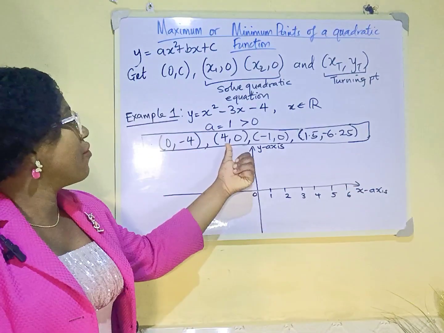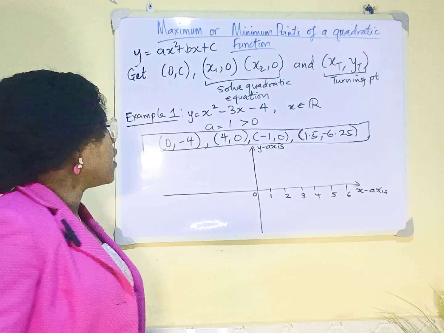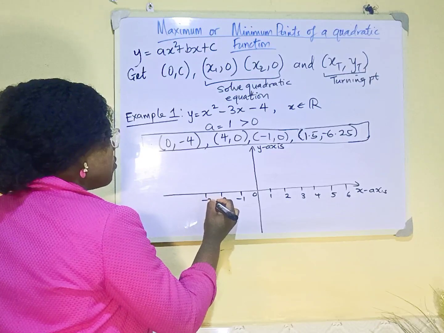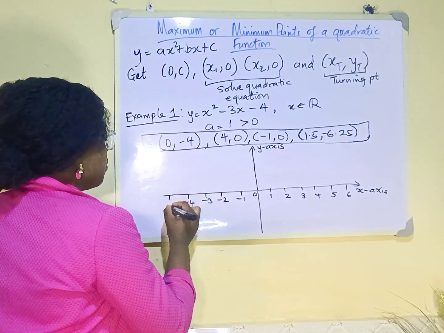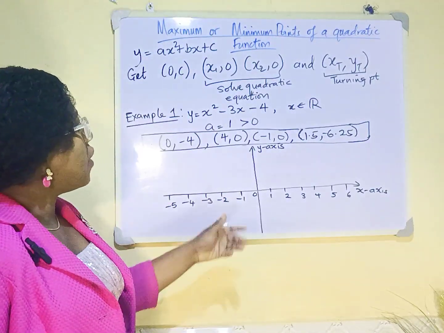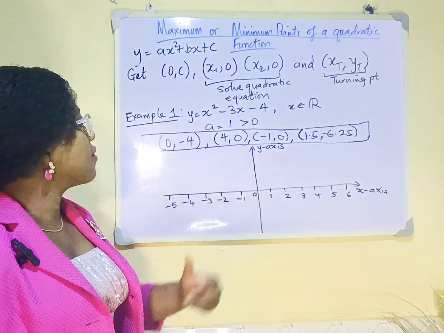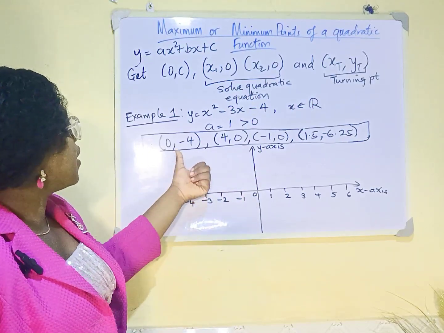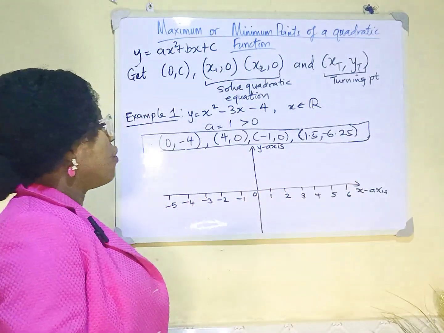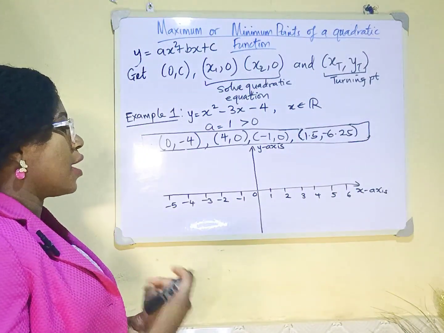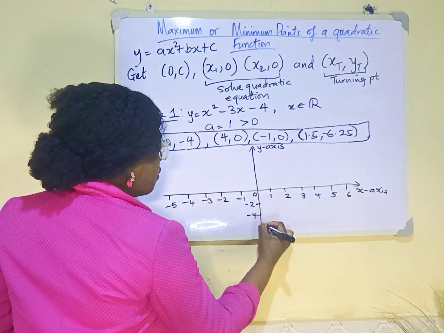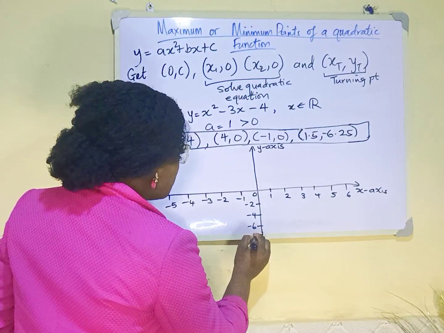The maximum x I have here is 4, so I can stop here. Next, I label this side minus 1, minus 2, minus 3, minus 4, minus 5. Let's stop here. This may not look perfect, but it's something. Now let's sketch the y-axis. For the y-axis, I'm seeing minus 4, 0, and 6.25, so I can use a count of 2: minus 2, minus 4, minus 6, minus 8.